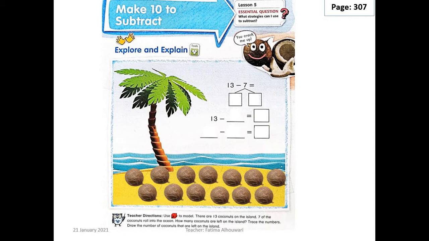So, again, there are 13 coconuts on the island. How many coconuts went in the ocean? Yes, excellent. There are 7 coconuts. Now, the first step is to take apart 7. Now, how many more than 10 is 13? Yes, of course, 3 more. Excellent, grade 1.